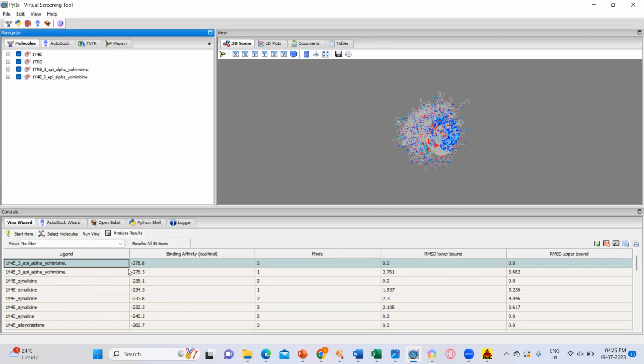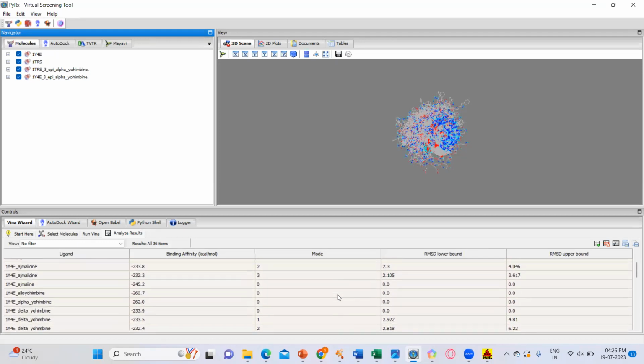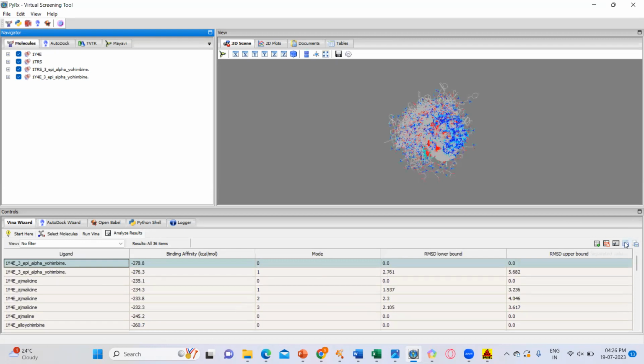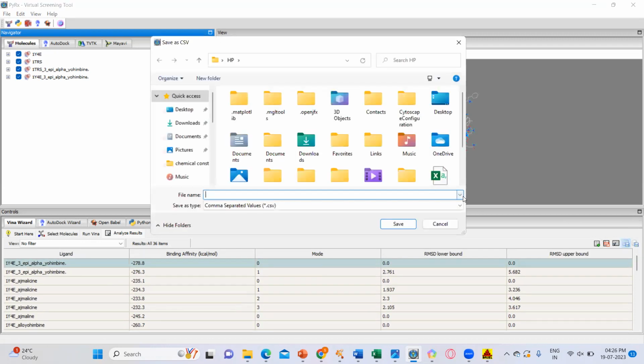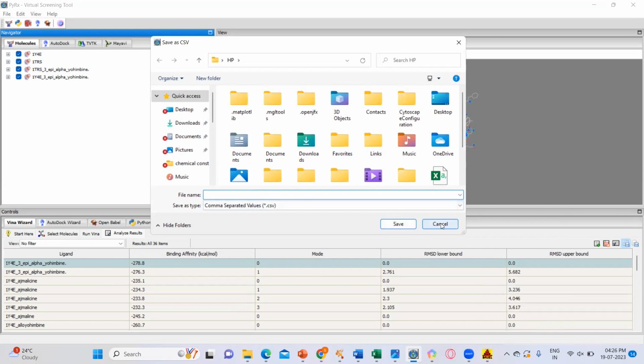with the genes. So the highest binding affinity is obtained for this first molecule, 3-epi-alpha yohimbine, with the gene 1Y4E. So we'll have to compare all the binding affinities, and the molecule or chemical constituent having the highest binding affinity is selected. After this, we'll have to save this in an Excel sheet. By clicking on this tab, we can create an Excel sheet of this binding affinity table.